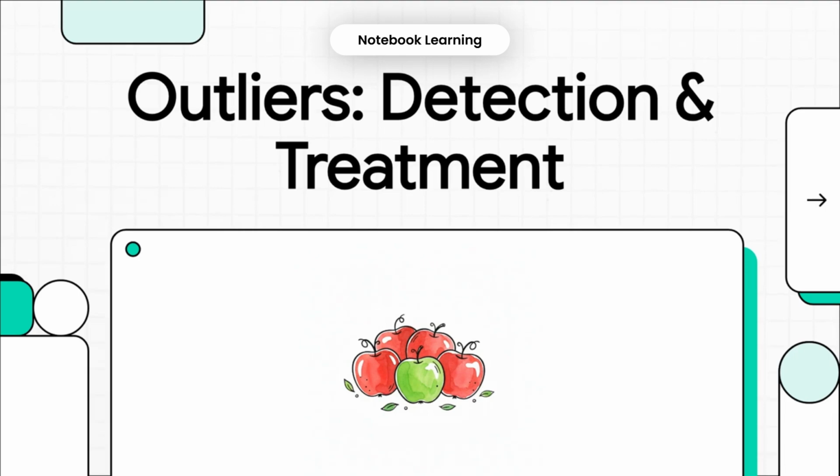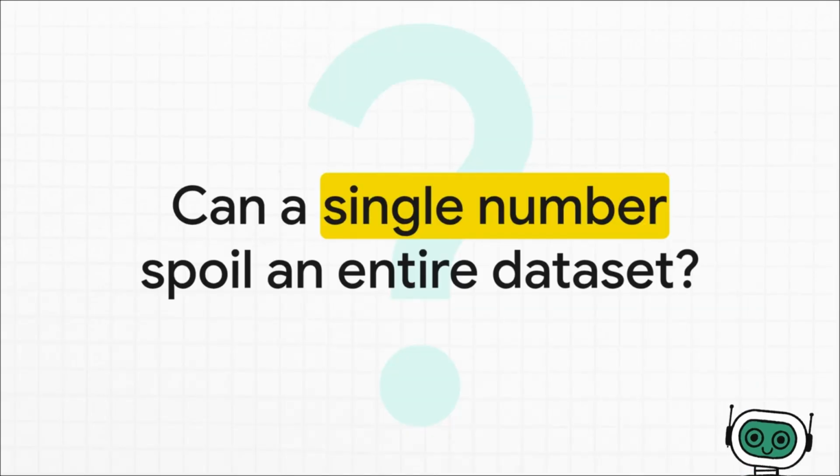In data science, sometimes the biggest threat to your model isn't some complex algorithm, it's just a single hidden number. Welcome to day 13. Today, we're talking about outliers, those weird data points that can quietly sabotage your entire analysis. So, can one number really ruin a whole dataset?